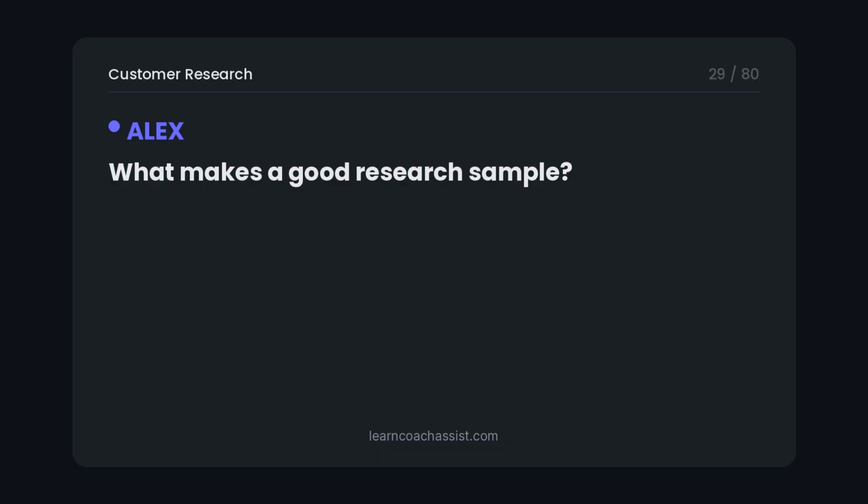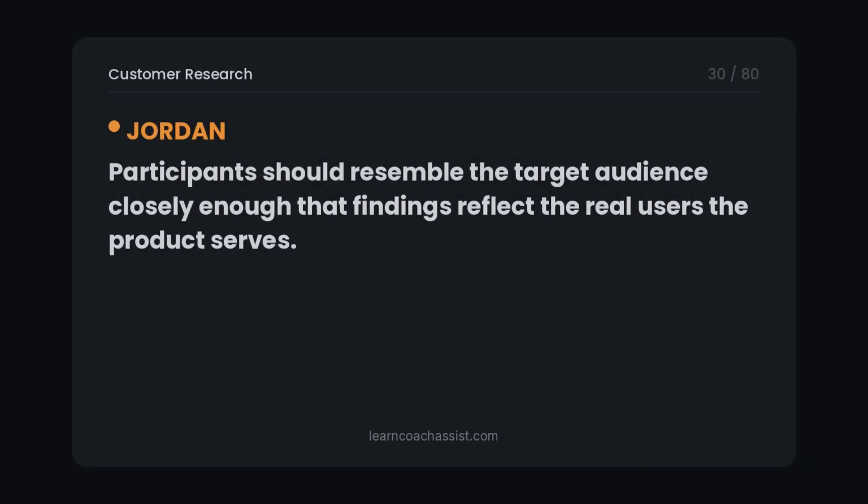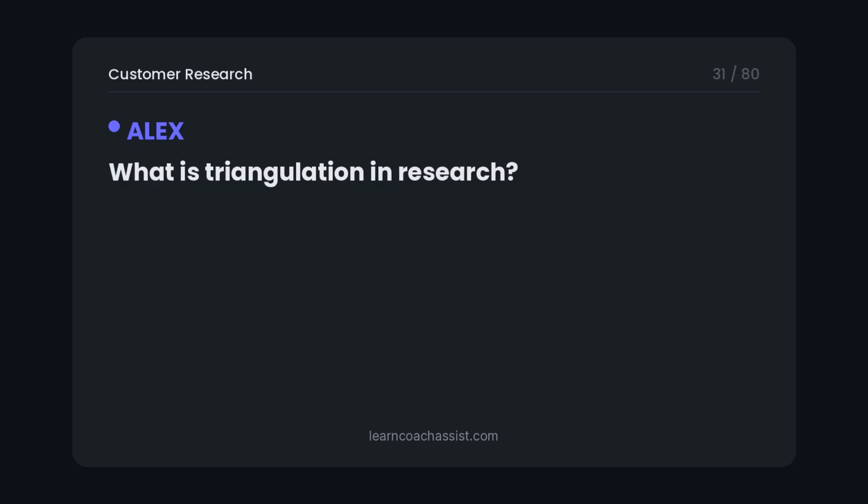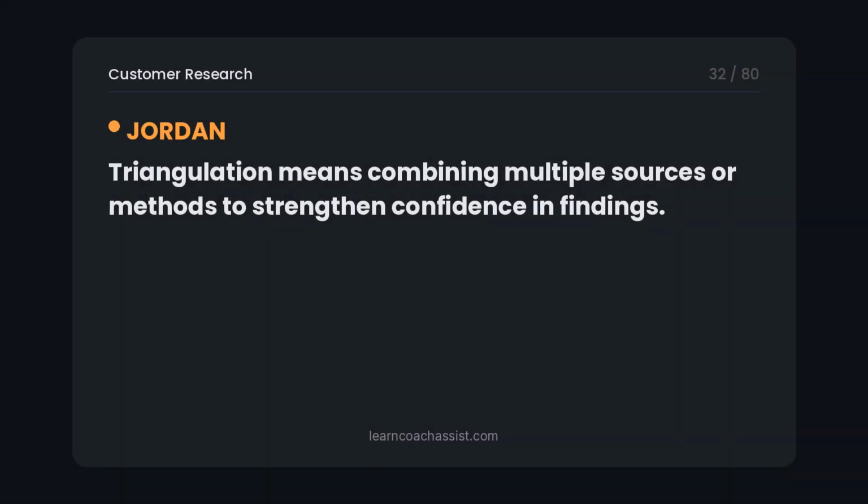What makes a good research sample? Participants should resemble the target audience closely enough that findings reflect the real users the product serves. What is triangulation in research? Triangulation means combining multiple sources or methods to strengthen confidence in findings.